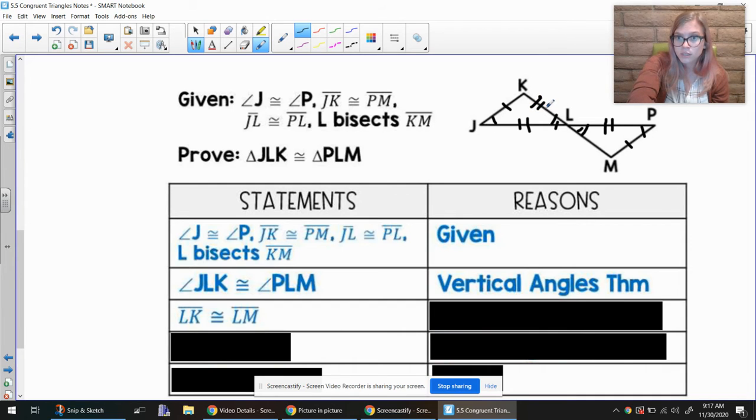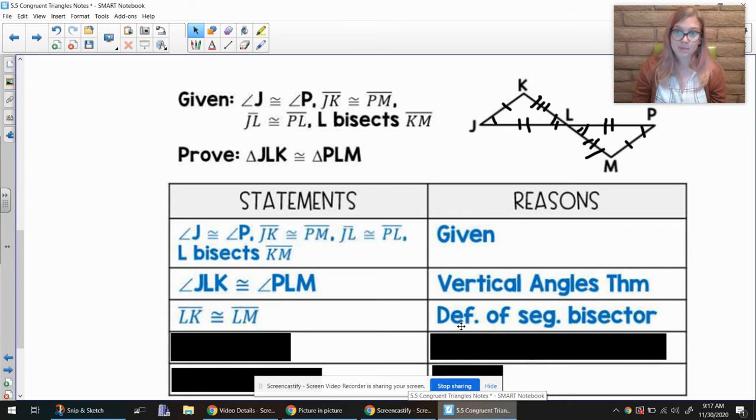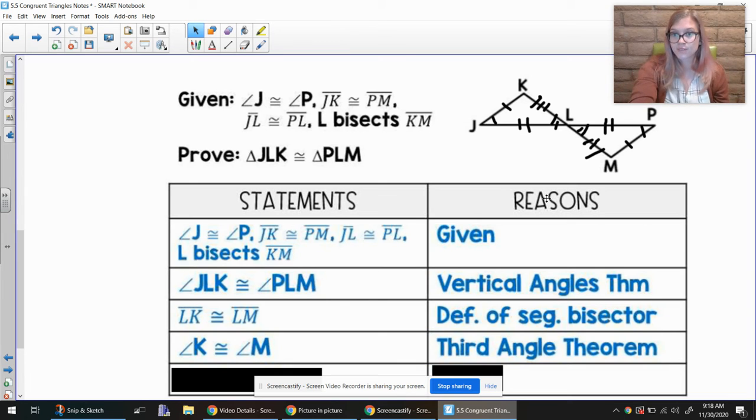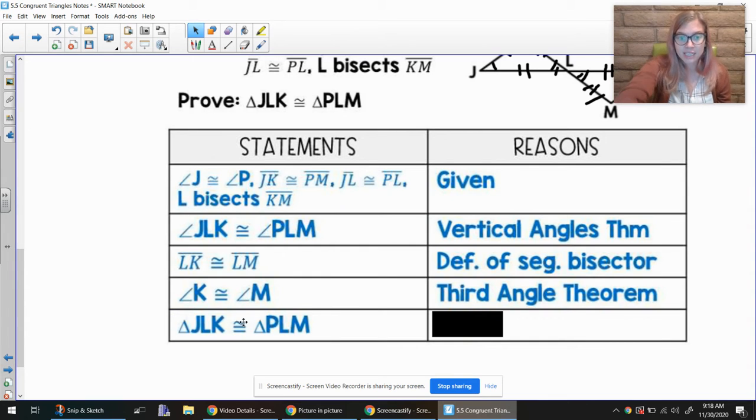And we know that because that's the definition of a segment bisector. L bisects KM, and by bisecting, it cuts it in half and makes two congruent segments. Last but not least, we know that K is congruent to M because of the third angle theorem. So we know that we have two pairs of corresponding congruent angles, so that third pair is also going to be congruent, which tells us that our triangles are congruent because of CPCTC.